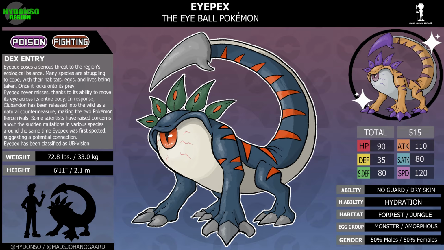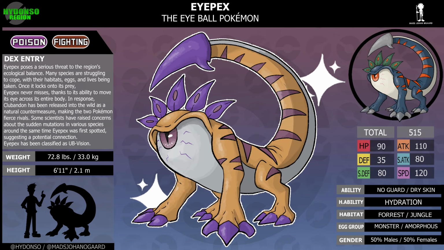Eyepex, the eyeball Pokemon. Poison fighting type. Ability, no guard and dry skin. Hidden ability, hydration. Dex entry: Eyepex poses a serious threat to the region's ecological balance. Many species are struggling to cope with their habitats, eggs and lives being taken.